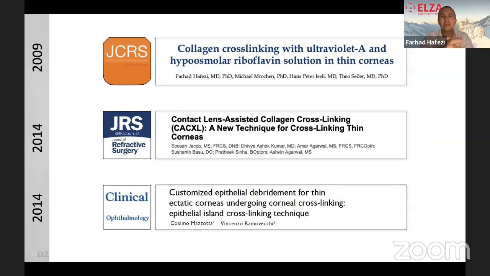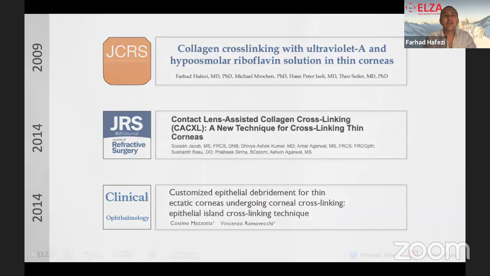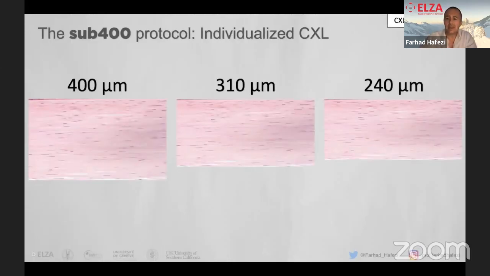And Cosimo Mazzotta's method is also sometimes problematic because you have a haze, a pattern of haze over the areas of epithelium and no epithelium. So instead of modifying thickness, all these methods modify the thickness of the cornea. We started individualizing the fluence, which means depending on how thick the cornea is, only the stroma, we adapt the fluence in every single patient.